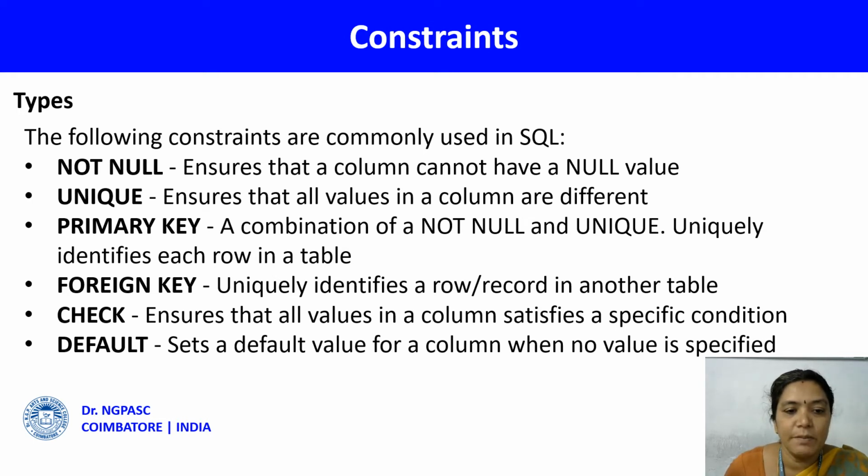The last type of constraint is the default constraint, which sets a default value for a particular column, for when you don't want to specify any particular value. Suppose I want to assign the country as India to all the records in my table, I can set that particular column's default value to India.